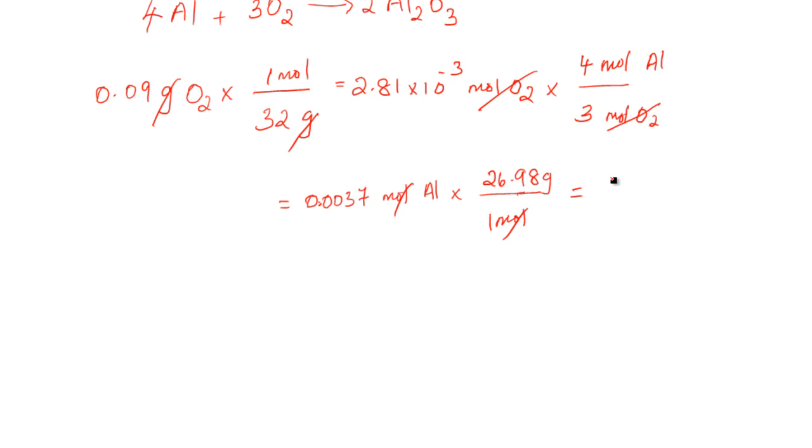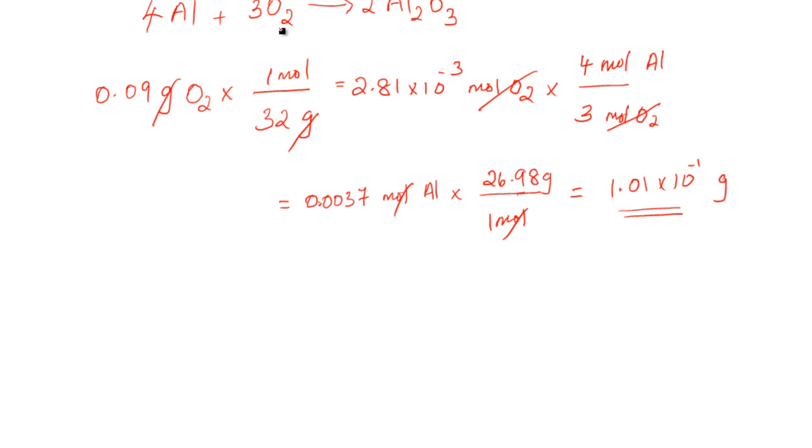What? 22? I'd say 1 point, what was your number? 1.01 into 10 to the power negative 1 grams, or 0.101, okay, whichever way you write it, it's fine.